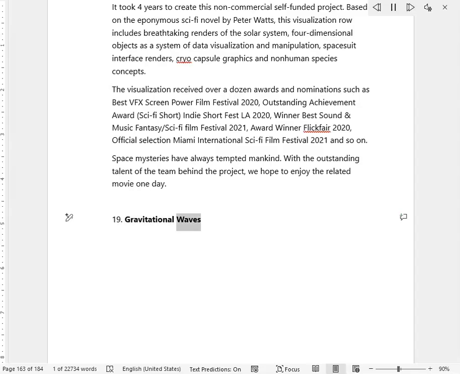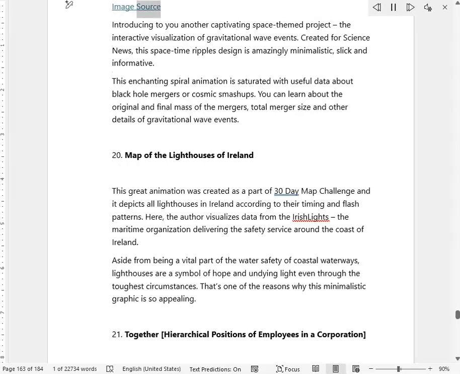19. Gravitational waves. Image source. Introducing to you another captivating space-themed project, the interactive visualization of gravitational wave events. Created for Science News, this space-time ripples design is amazingly minimalistic, slick, and informative. This enchanting spiral animation is saturated with useful data about black hole mergers or cosmic smash-ups. You can learn about the original and final mass of the mergers, total merger size, and other details of gravitational wave events.